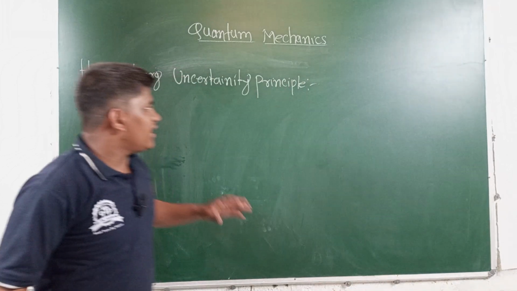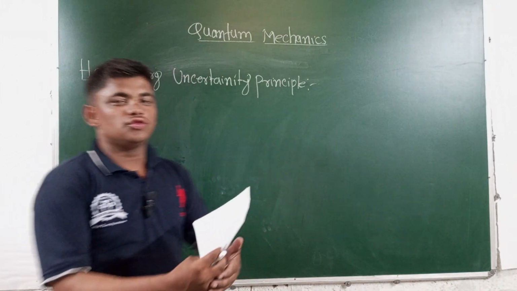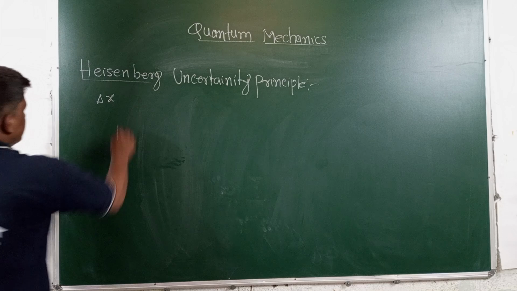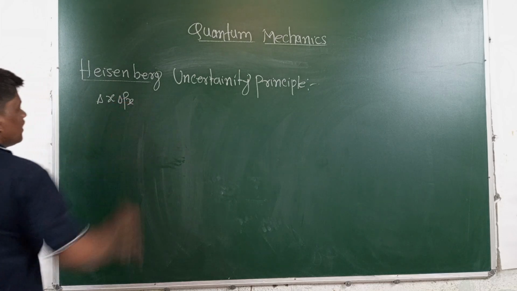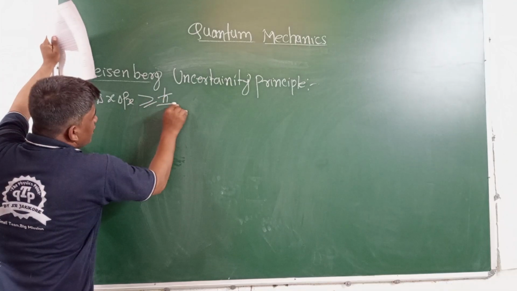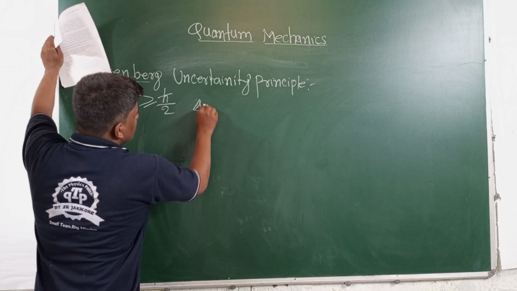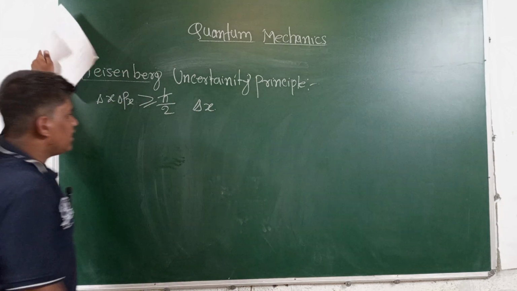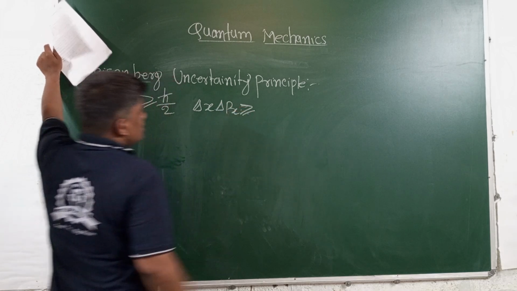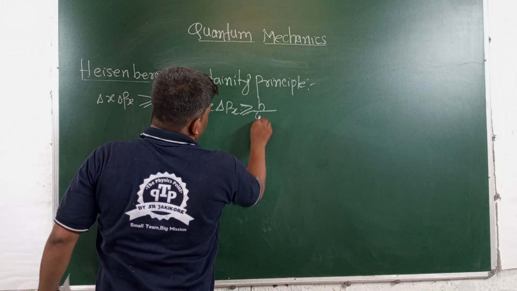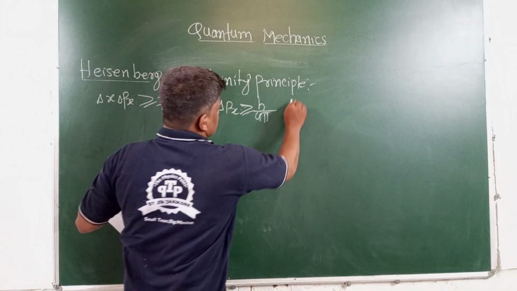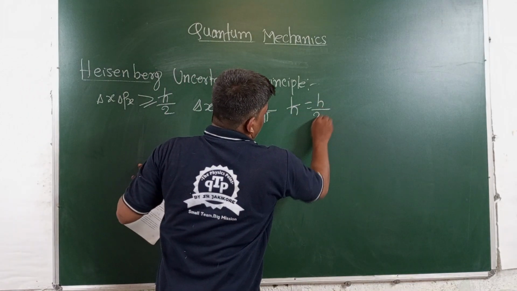of a rest particle, when we take the product of these two, the uncertainty in the position of that particle and the uncertainty in the momentum of that particle is greater than or equal to h cut divided by 2, or the product is greater than or equal to h upon 4 pi. H is the Planck's constant and h cut is the reduced Planck's constant, that is h cut is equal to h upon 2 pi.